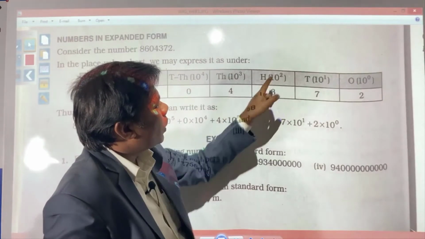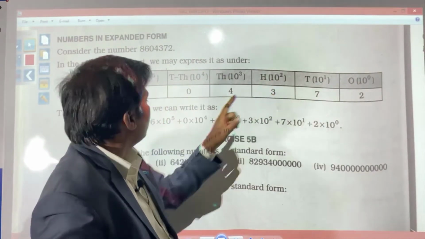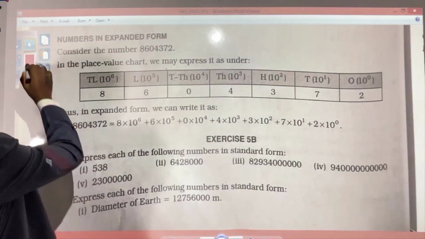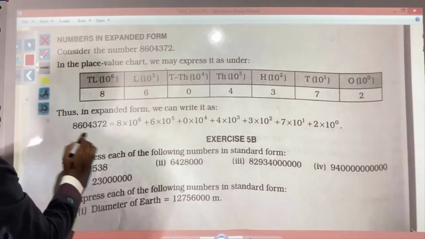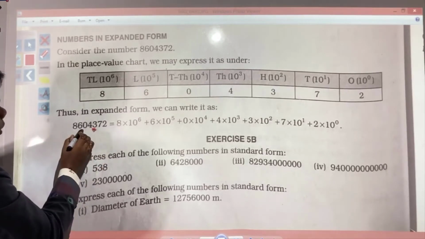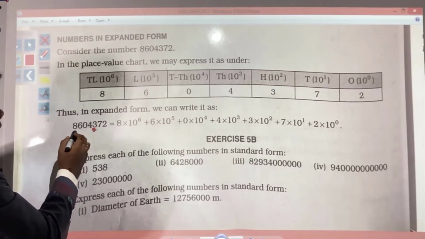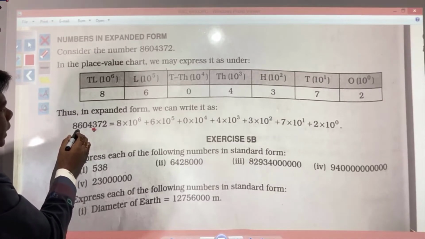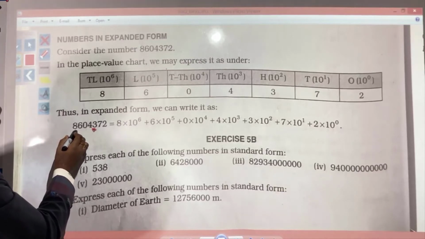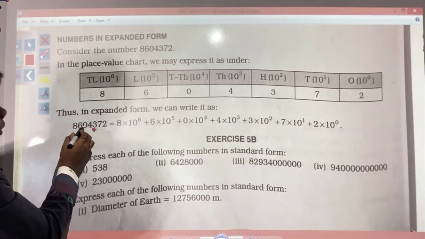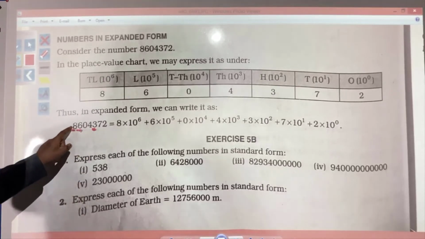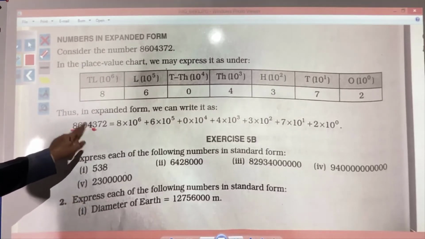Then 3, 10 to the power 2, the 100 place is there. So this will be 300. This is 4,000. This is 0 lakh. This is the 10 lakh place, means 80 lakh, and this is 6 lakh. Ones, tens, 100, 1000, 10,000, lakh, and this is 10 lakh. This is 6 lakh, and this is 10 lakh. This is 10,000, 1000 into 0.